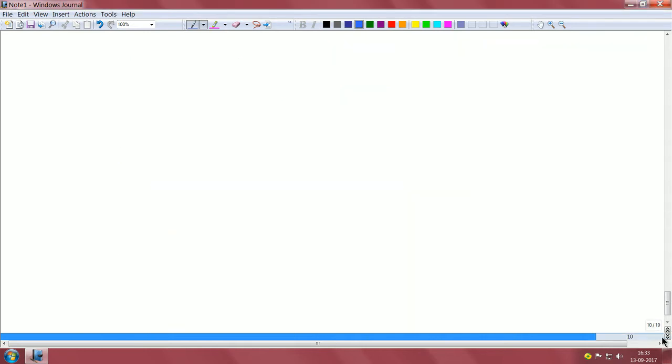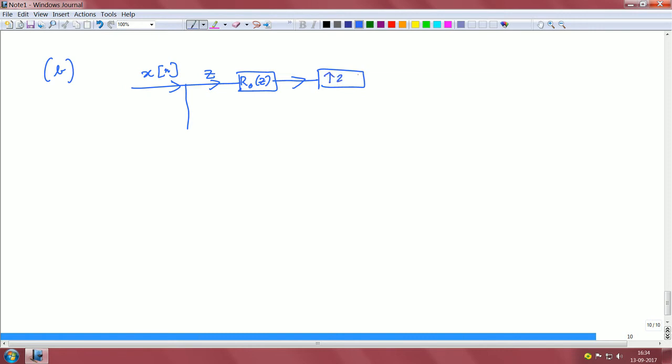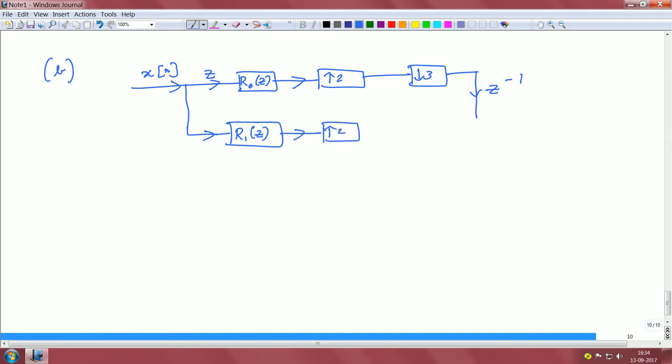Okay. So what we do is the following. So we have now x of n, so I just write this z here, R0 of z, upsample by 2, downsample by 3, a delay followed by R1 of z, upsample by 2 and then downsample by 3.